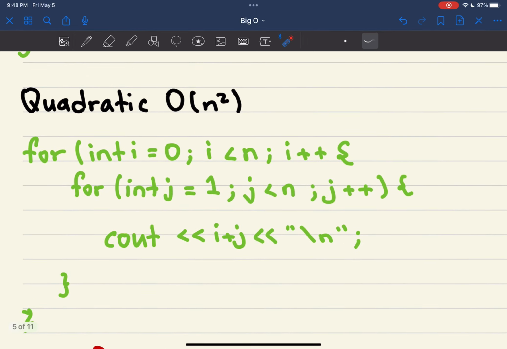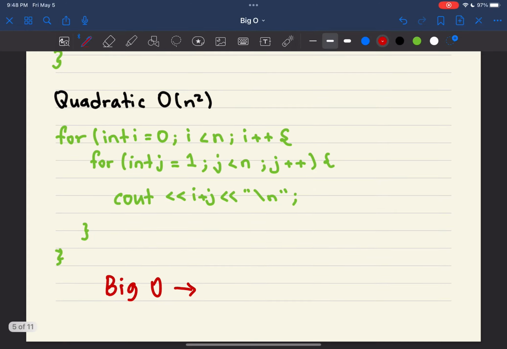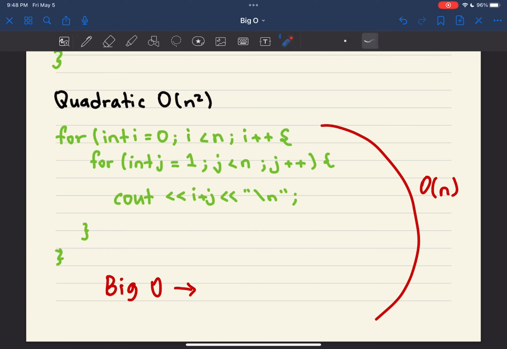And in this third case, we have quadratic. It is usually represented through nested loops. So the way we evaluate this is by looking at the outer loop first, which takes big O of n to run, since it will keep running until i is less than n.